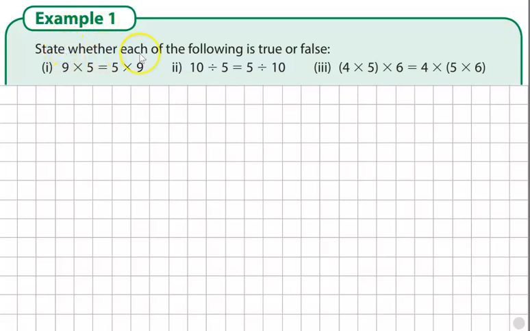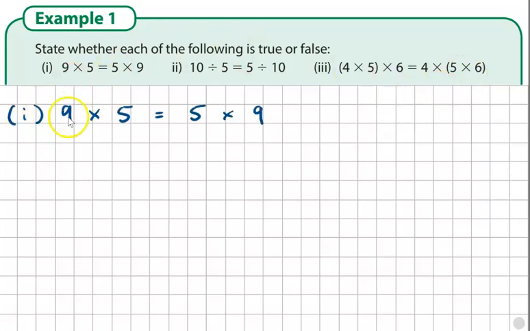Example 1. State whether each of the following is true or false. Part 1, 9 times 5 equals 5 times 9. Part 2, 10 divided by 5 equals 5 divided by 10. And part 3, (4 times 5) times 6 equals 4 times (5 times 6).